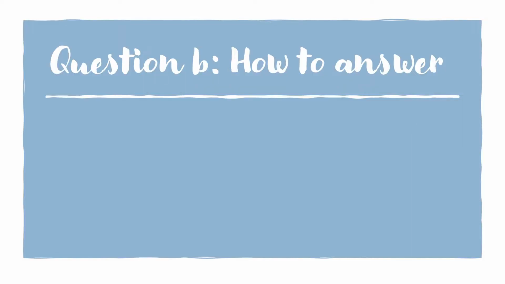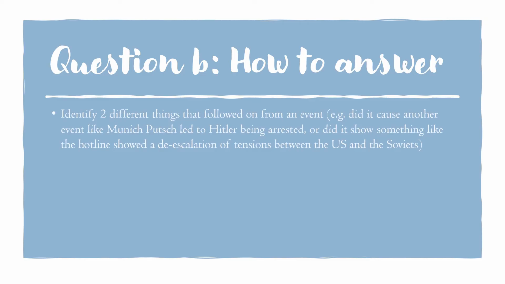So how do you answer it? Quite simply. Firstly, you need to identify two different things that followed on from an event. So for example, when you see the event, you need to think, did it cause another event? For example, the Munich Putsch led to Hitler being arrested, so that was a different event. Did it show something? For example, the hotline showed a de-escalation of tensions between the US and the Soviets. What happened at this event? And think politically, think what else did it cause? What happened after it?